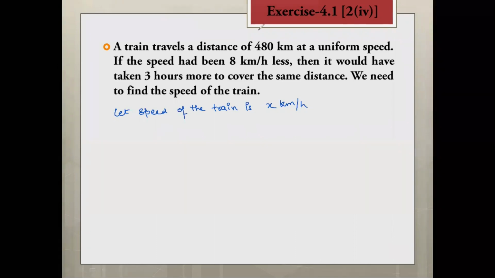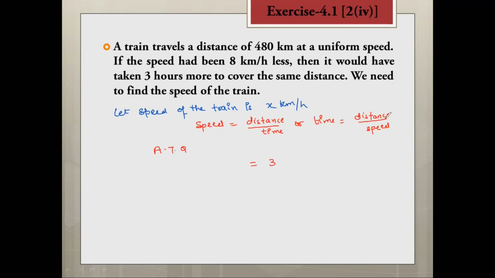As we know, speed is equal to distance over time, and we can say time is equal to distance over speed. Now it is given that the train takes 3 hours more if its speed is reduced by 8 km per hour. Now distance both the trains will cover the same, that is 480 km. It means according to the question the time difference is 3 hours, right?